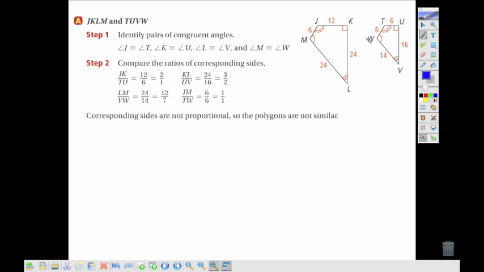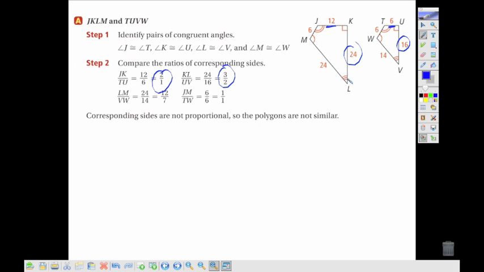In the next example, notice the angles do match up as we go around. But when we start checking the proportions on here, notice that these are not quite working out the way that we would expect them to. They're taking JK as 12, TU is equal to 6, so 12 over 6 is giving us 2 over 1. The 24 and the 16 are giving us 3 over 2. We could stop right there. We're already getting a pair that doesn't work. And so these polygons are not similar.